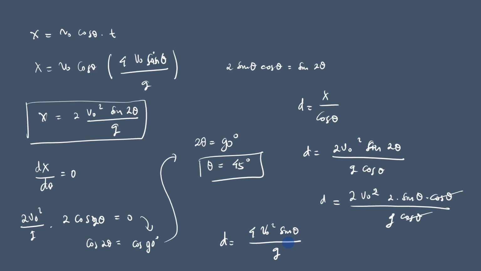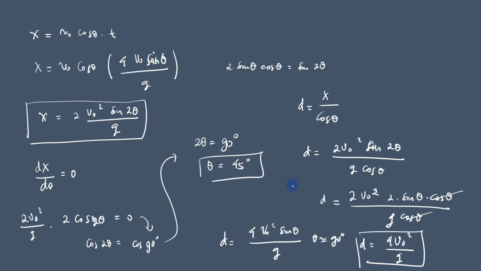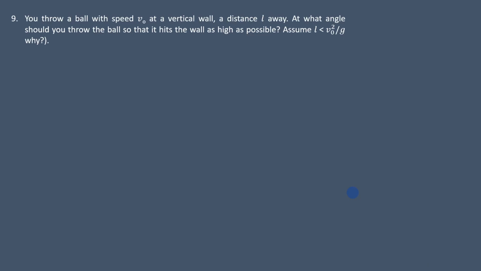Okay, which approaches its value when θ equals 90. So d equals 4 V0² divided by g. And we have formulated t in the limit of θ approaching 90 degrees. Okay, we move to the last question, the 9th question.